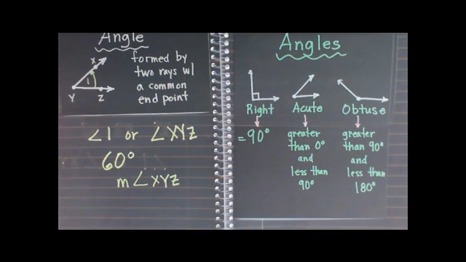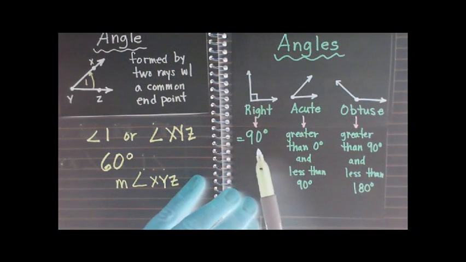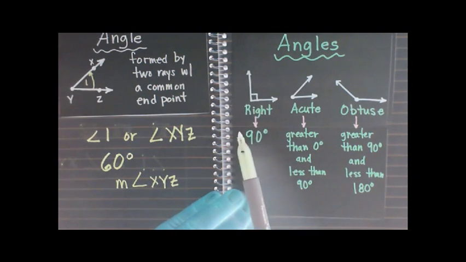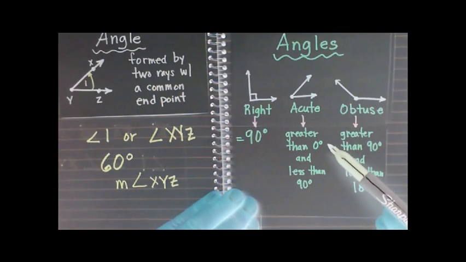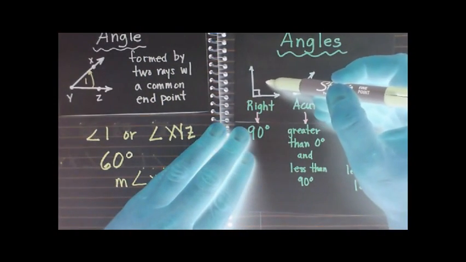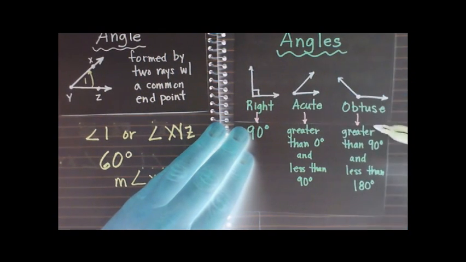Let's talk about the different kinds of angles. We have the right angle, which always measures 90 degrees. It's designated by that little square in the corner of the angle, in the vertex of the angle. An acute angle is any angle that's greater than 0 degrees but less than 90. So any angle that would be measured within this area right here would be an acute angle.